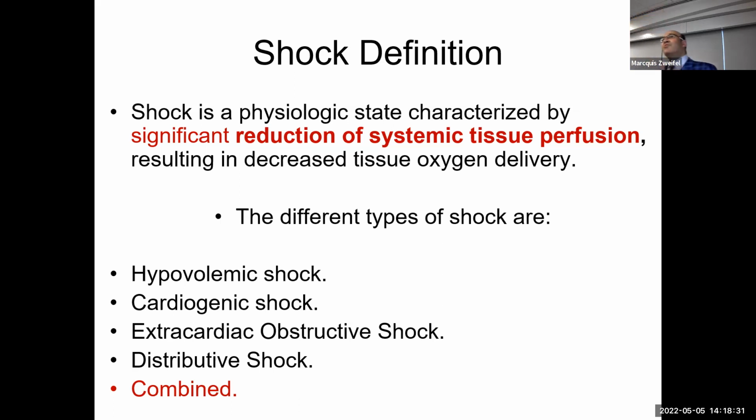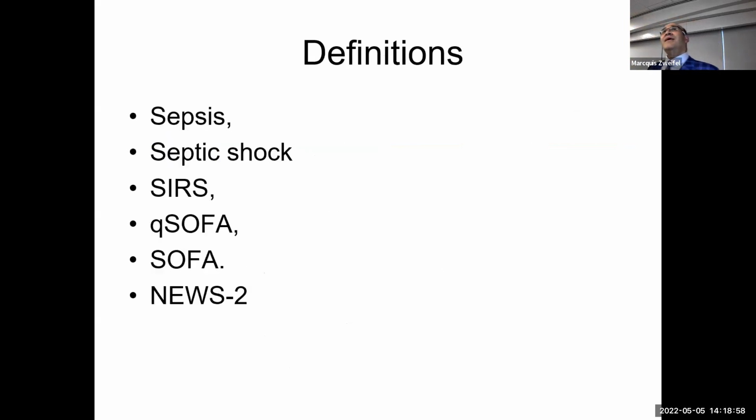Everybody knows hypovolemic. Hypovolemic can be hemorrhagic or non-hemorrhagic. Cardiogenic shock, extracardiac obstructive shock like PE, tamponade, tension pneumothorax. Distributive shock, the most common is septic shock. The other distributive shock that you may see in the ED, other than septic, is anaphylactic shock, right? Then the most important, don't forget the combined. You may have 2 or more types of shock in the same patient, right? We'll talk about these definitions.